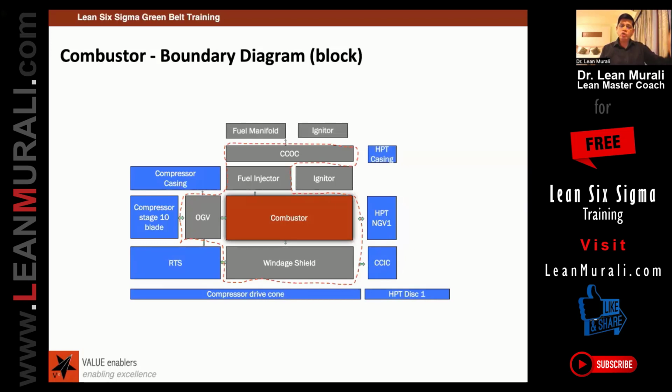You can go to the second component level. For example, the combustor is interfacing with the windage shield, and then that is interfacing with the RTS, or the OGV that is interfacing with the compressor.